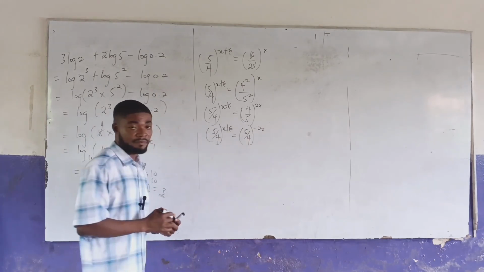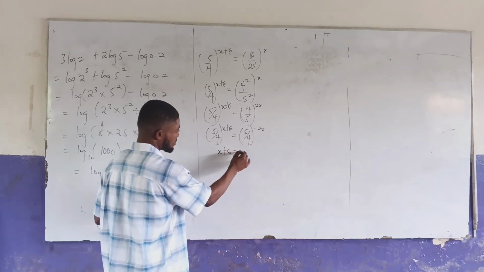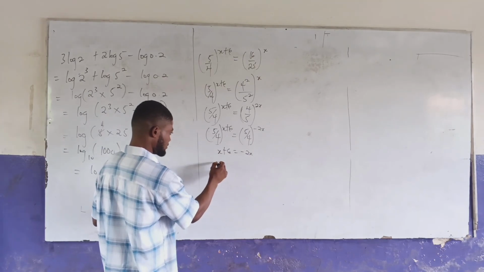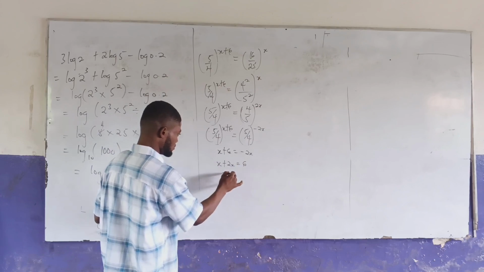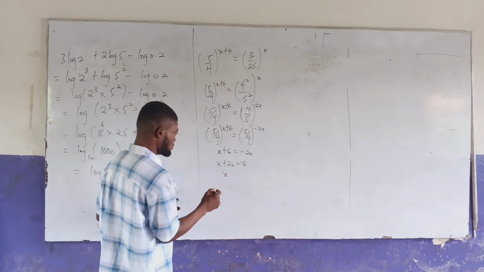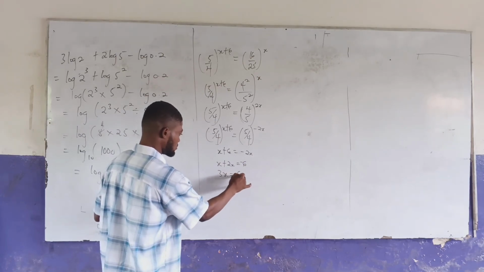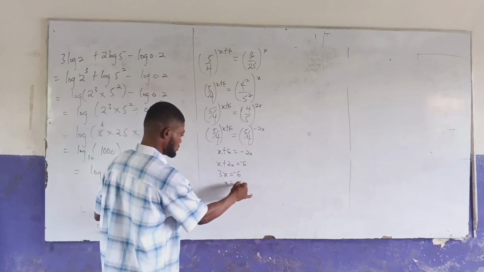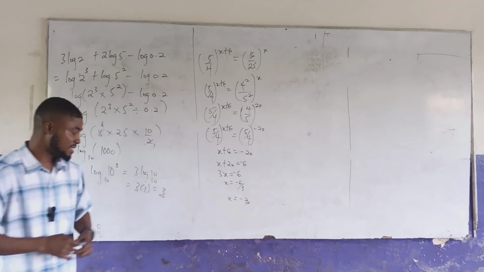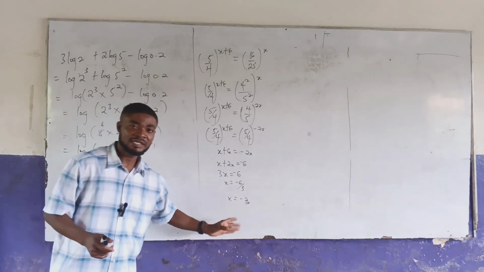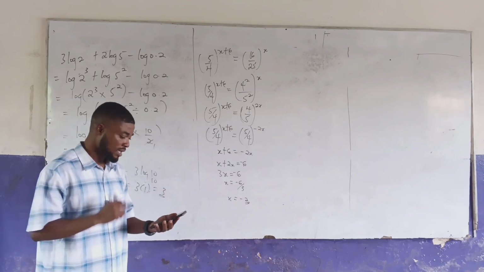And then from here, I compare the power since the bases are the same. And so from all indications, we see that x is equal to negative 2 for this question. When we do it like this, that is the answer we get for x.